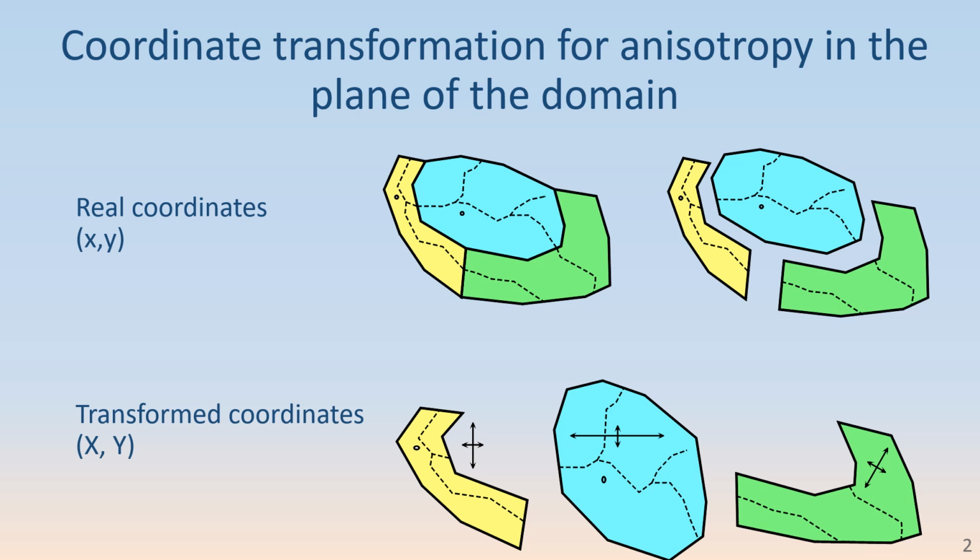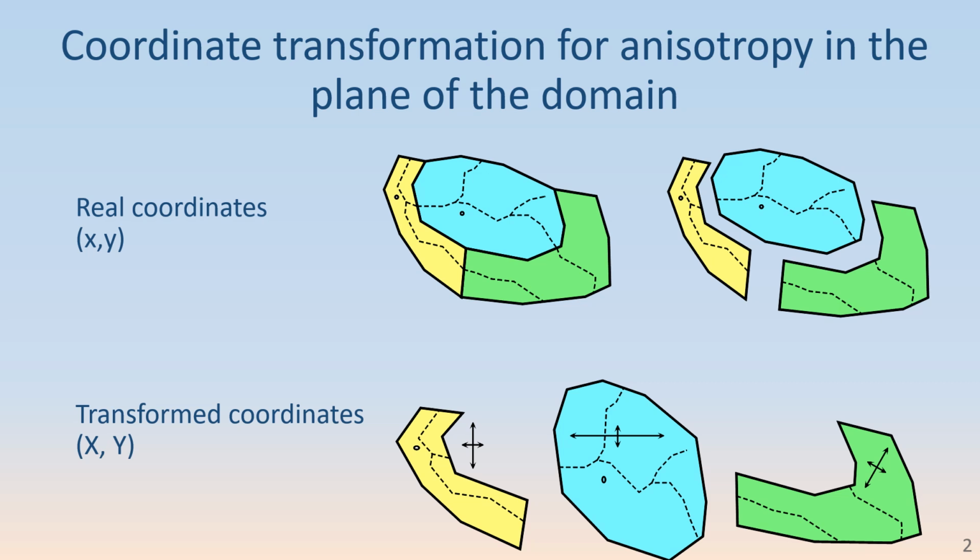Anaqsim allows very general anisotropy capabilities. You can have anisotropy in the plane of the domain that you're modeling, and you can have anisotropy normal to that plane. So in a multi-layer model, you can have a vertical conductivity that is different than the horizontal conductivities.